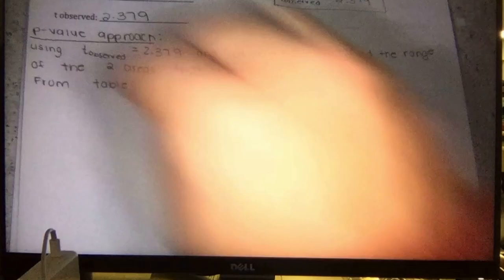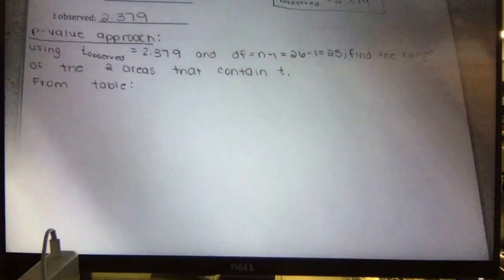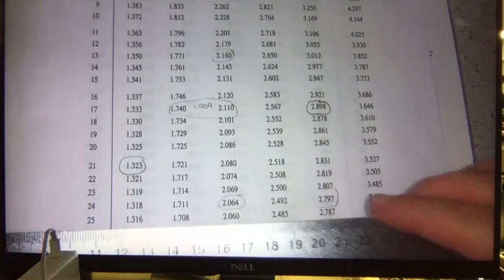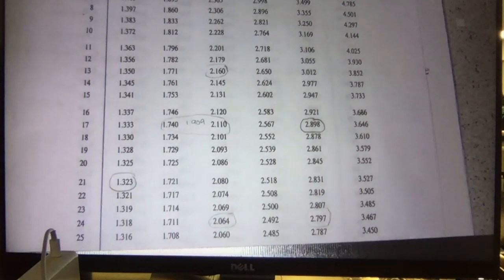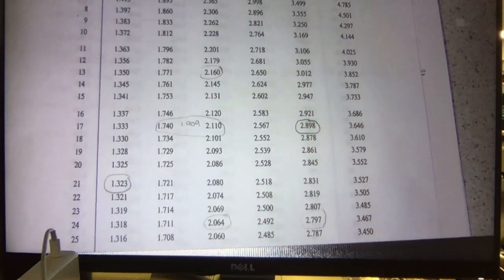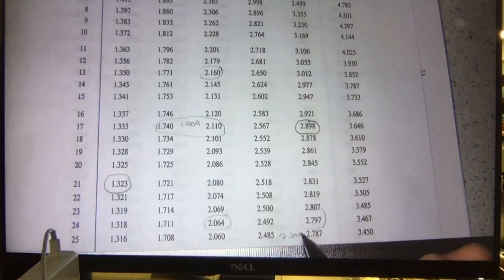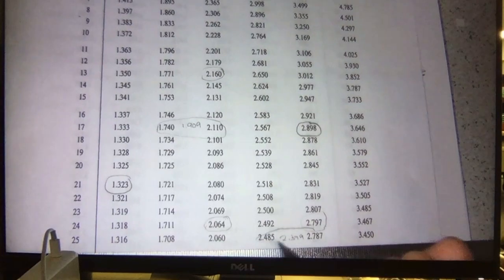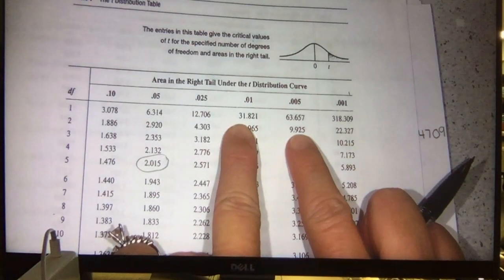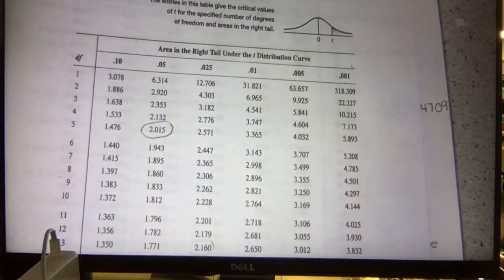So our degrees of freedom is 25. And we are looking for our t observed, which is 2.379. So it looks like 2.379 is between these two values. So these two areas are 0.01 and 0.005. Remember, we want to write it in least to greatest. We want to write it in order.